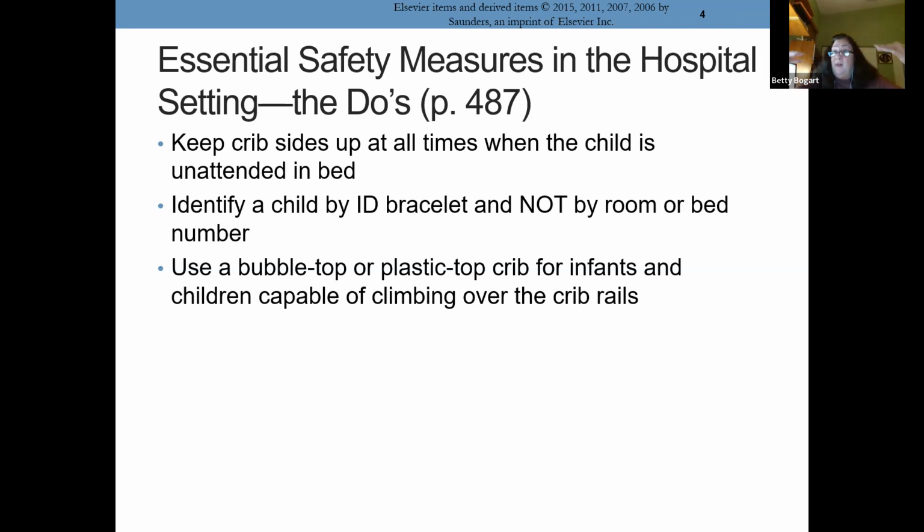So today, they have these tops that they put on. Sometimes it's something they tie on, but many of them have this plastic thing attached to the crib, and it's made for those kids that want to climb over. So make sure that your toddlers have that for sure.